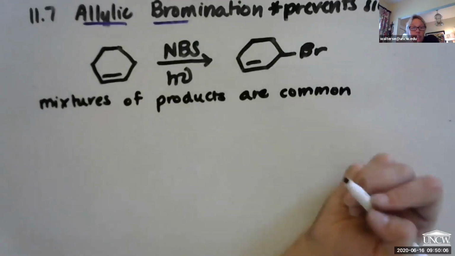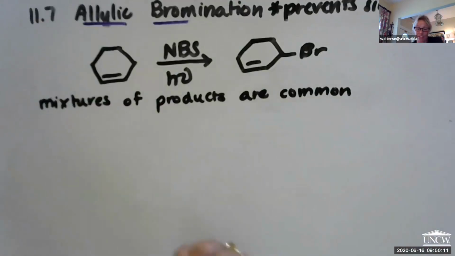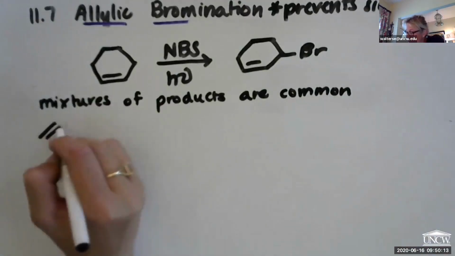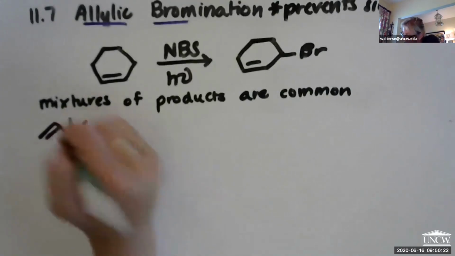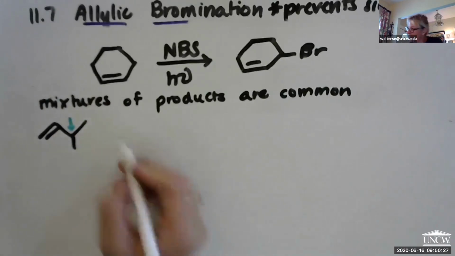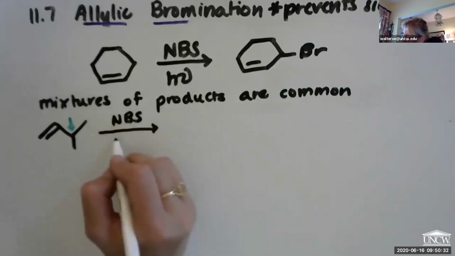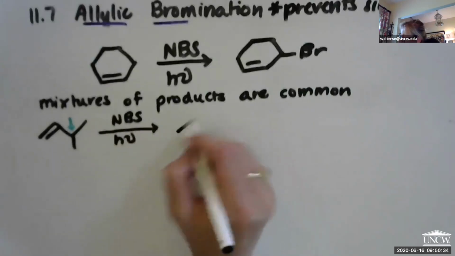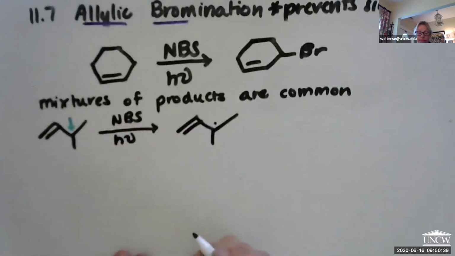But they're all allylic bromination products. You don't have hydrohalogenation and you don't have halogenation happening. So for example, if we take this substrate, which has an alkene, this is the allylic carbon. And if you put this into a condition of NBS with light, then the first thing you're going to make is this allylic radical.